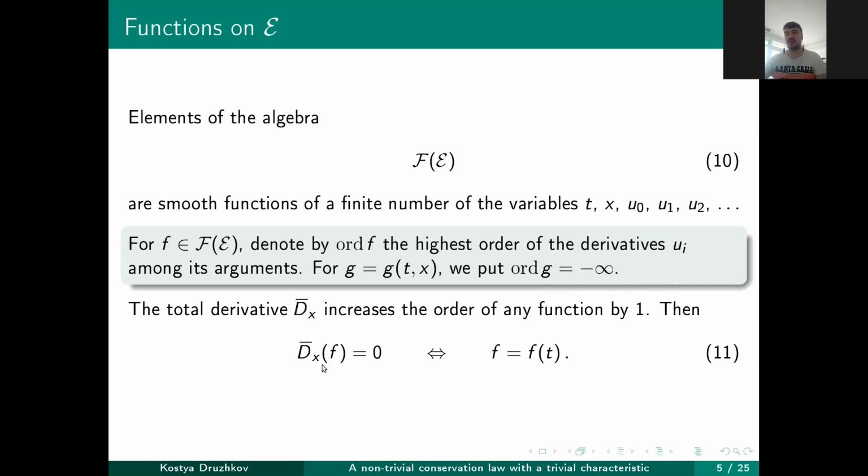Then the kernel of this operator consists only of functions of t, because if a function depends on u0, u1, or something like that, then the order of this function becomes greater than it was, so it becomes not minus infinity. And such a function cannot lie in the kernel of this operator. So if a function lies in the kernel of this operator, its order must be minus infinity. It must depend only on t and x, but in this case, it's easy to see that it cannot depend on x. So the kernel of this operator is given by functions of t.